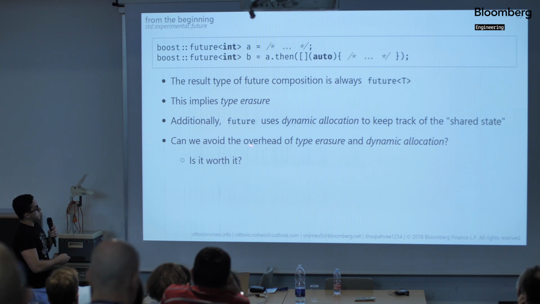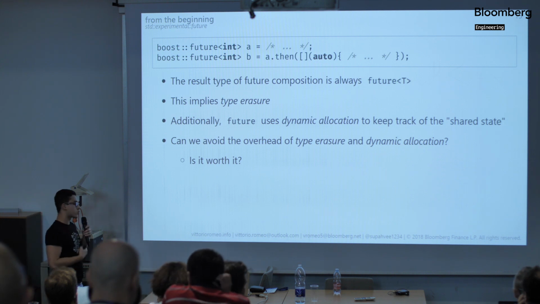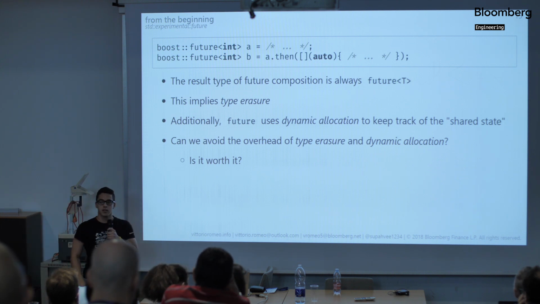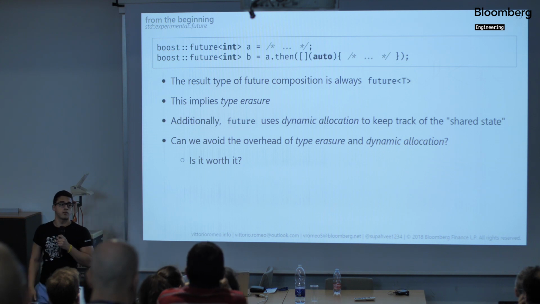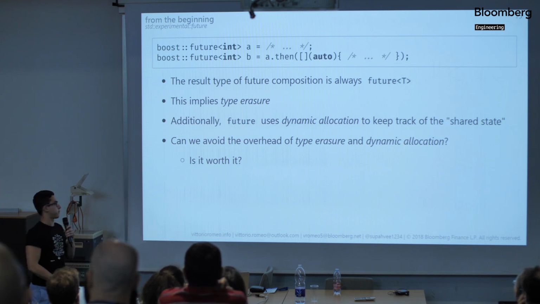So can we avoid the overhead of type erasure and dynamic allocation, and is it worth it? This is what I'm trying to explore with this talk. Any questions so far? Okay.